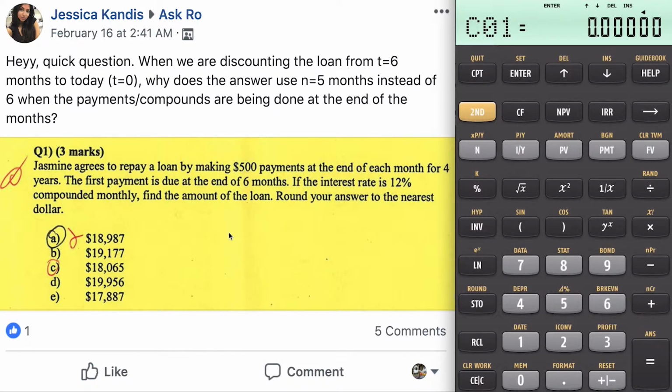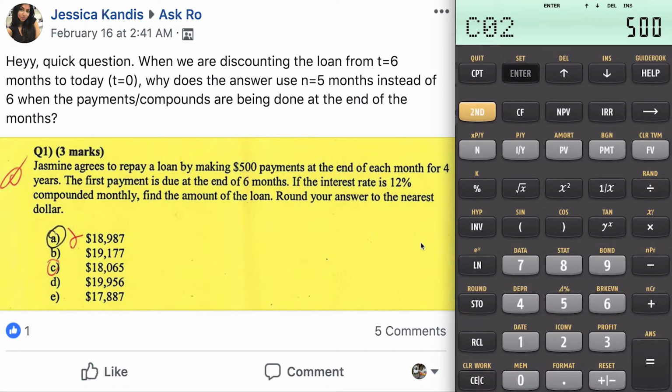If we hit the down arrow one more time, it says F01, which is the frequency of the first cash flow. Because 0 is repeated 5 times in a row for months 1 through 5, we press 5 followed by enter. If we then hit the down arrow, it says C02. At time 6, the payment is going to be 500, and this payment is repeated each month for 4 years. So the cash flow for C02 is simply 500.